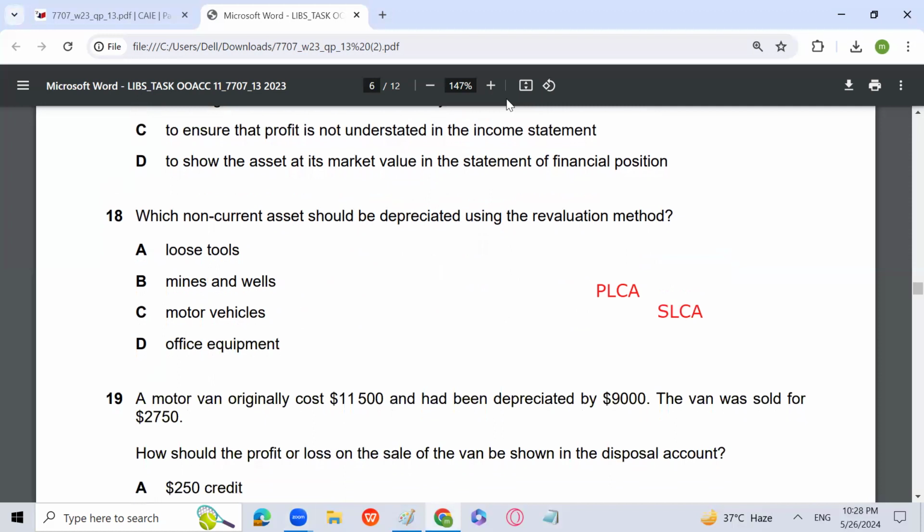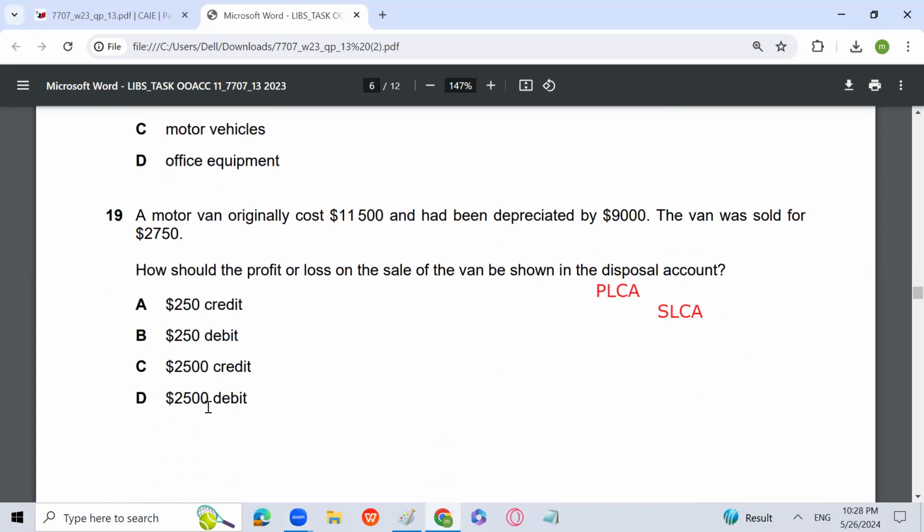Which non-current asset should be depreciated using the revaluation method? Very easy. That is A is the answer. Loose tools. So loose tools is going to be the answer. Which non-current asset should be depreciated using the revaluation method? That is loose tools.